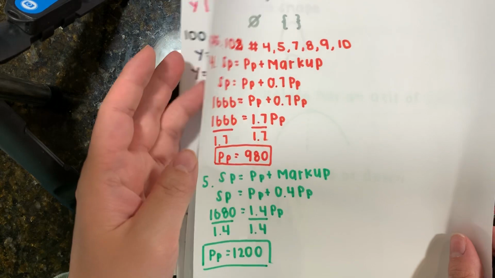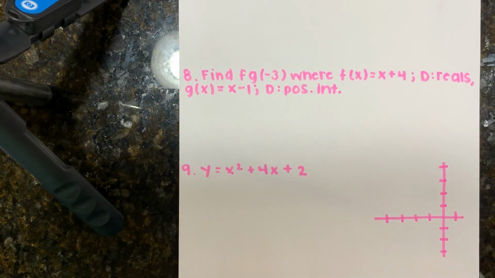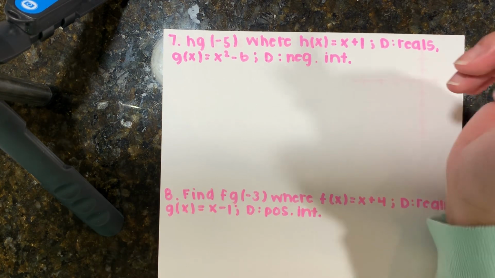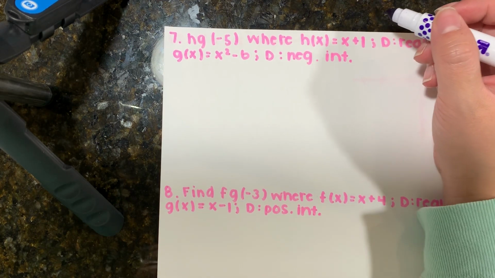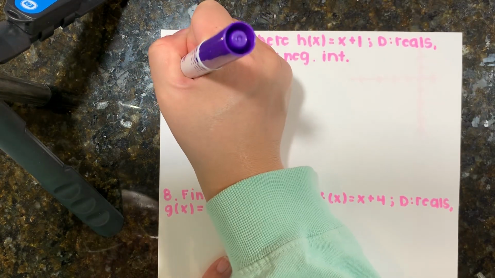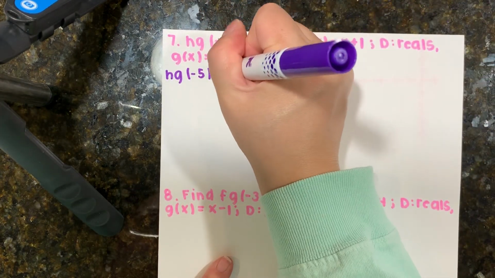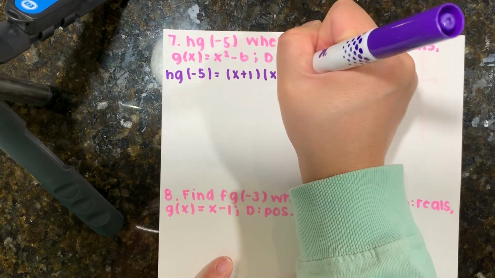Now I want you to attempt numbers 7 and 8, which are like the new problems that we just went over. So pause the video and attempt those before watching the video. But it says we're going to do hg of -5, where h of x is equal to x plus 1, domain is reals. G of x is equal to x squared minus 6, and the domain is negative integers. So if I do hg of -5, that means I'm multiplying the two functions. My h function is x plus 1. My g function is x squared minus 6.